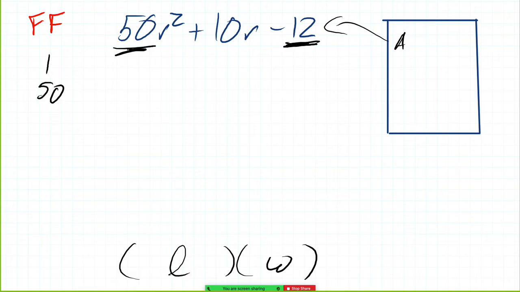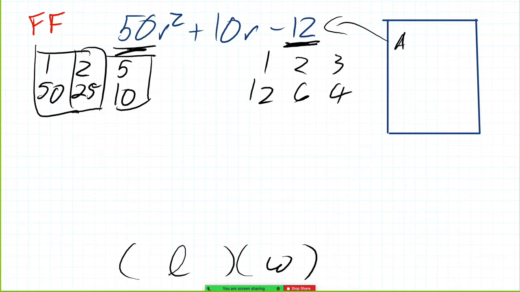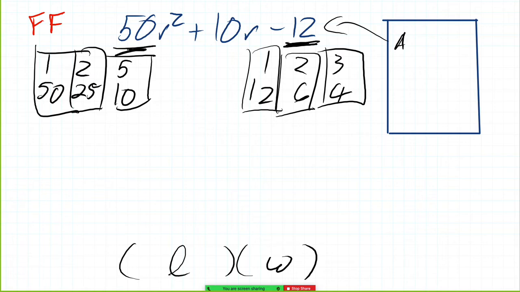So we have 1 and 50, 2 and 25 is a set of columns. 3, no, 4, no, 5 goes in. 6, no, 7, no, 8, no, 9. Okay, so that's it. We have 3 sets of columns, and 12 is the same: 1 and 12, 2 and 6, and 3 and 4. So we have 3 sets of columns to work through. That's a lot of combinations to try to solve.